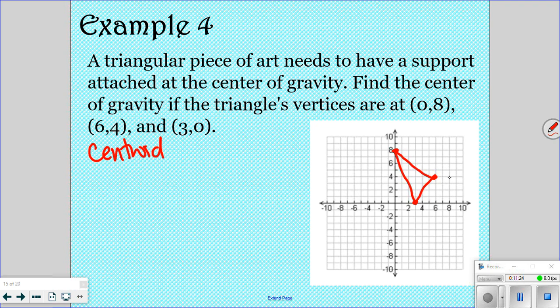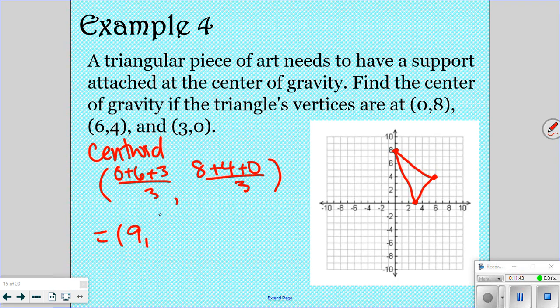So I actually don't need to do the graph. I don't need to use that. I can just do my shortcut formula. Add my x's and divide by 3, and add my y's and divide by 3. And so if you add and divide by 3, you should get (3, 4). So that would be your center of gravity. So that's all you would have to do there. You do need to know that the center of gravity is the centroid, because it didn't tell you you were looking for the centroid. You had to know that was the centroid.